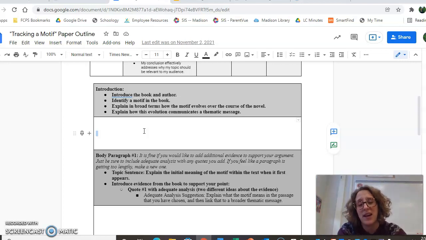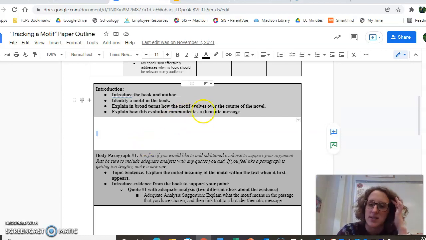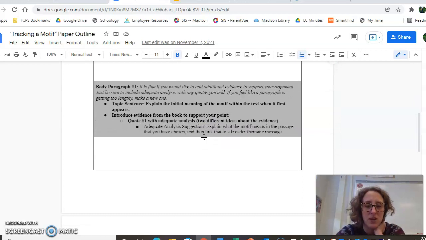Am I going to write all of that in this one spot? No, but I might jot notes of like beginning birds on fire, phoenix, Montag fleeing at the end, and then I might include one sentence here that actually addresses my thematic message. Make sure that's one piece I would include in your outline.